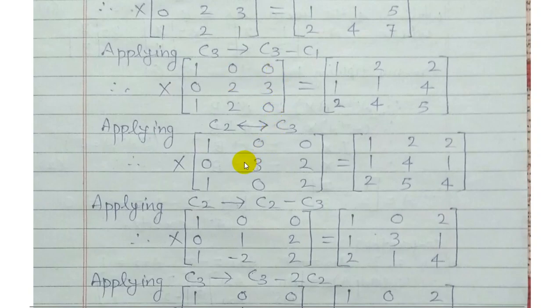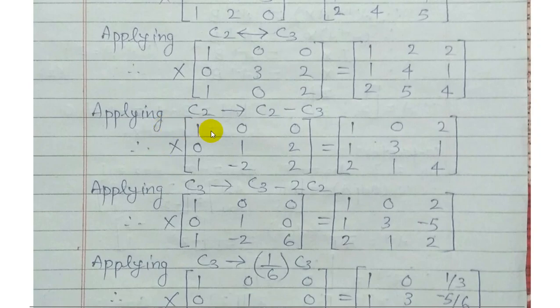So applying C2 interchanging C3, therefore X into 1 0 1, 0 3 0 and 0 2 2 equals 1 1 2 as it is, here 2 4 5 in the second column and 2 1 4 in the third column. Same process here: third column here and second column here.